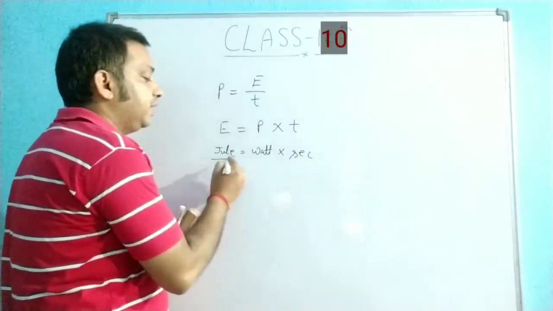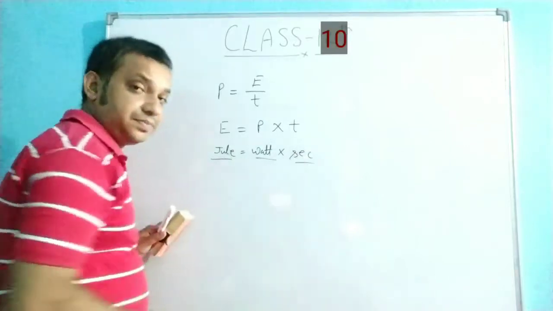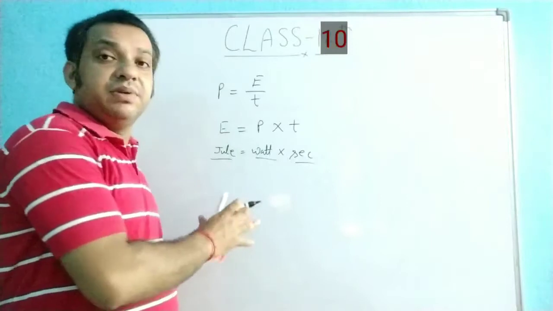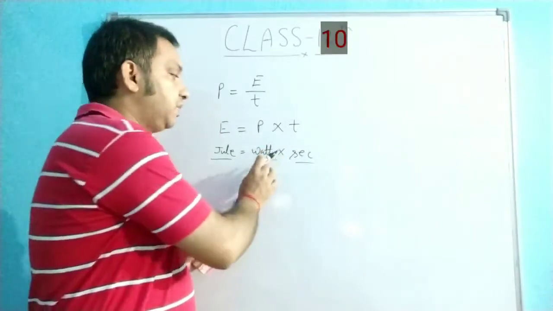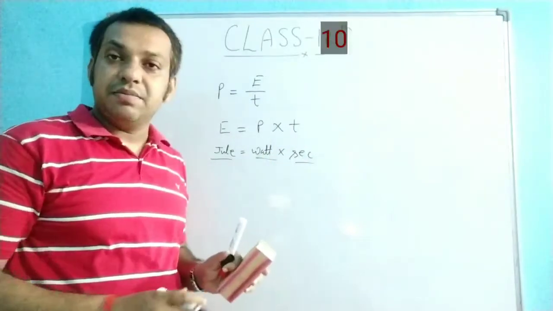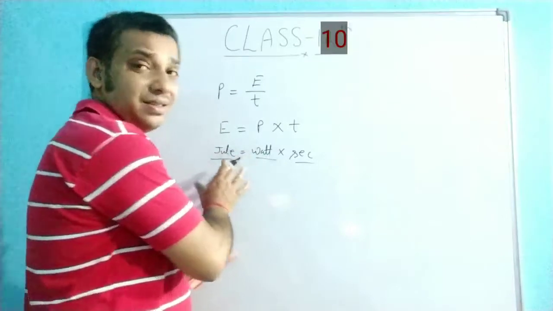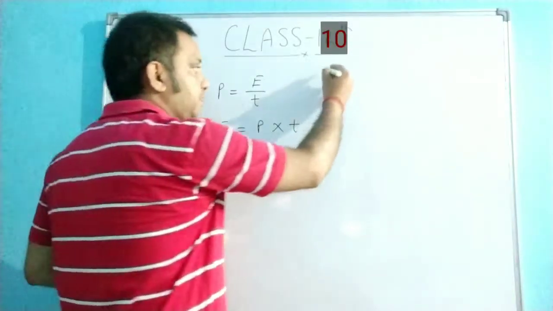You can see clearly that 1 joule is equal to watt into second. So the joule can also be expressed in terms of watt and second. But the joule is very small, and automatically the watt into second is also very small.